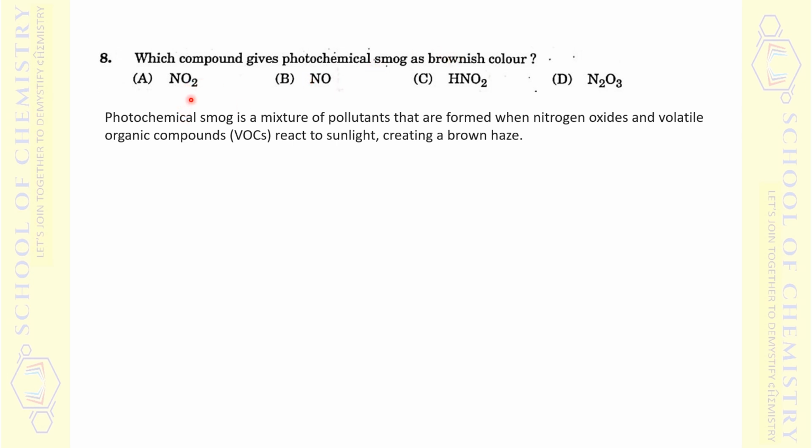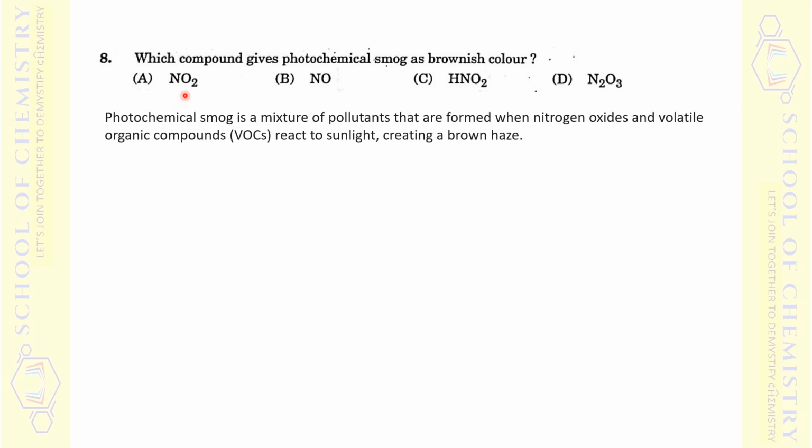Otherwise also, whenever we use nitric acid as an oxidizing agent, one of the products will be NO2, which is produced as a brownish gas. From that perspective also, it can be guessed that it should be A. Photochemical smog is a mixture of pollutants that are formed when nitrogen oxides, mainly nitrogen dioxide NO2, and volatile organic compounds react in sunlight, producing a brown haze, and that is called photochemical smog. And the answer for this is NO2.